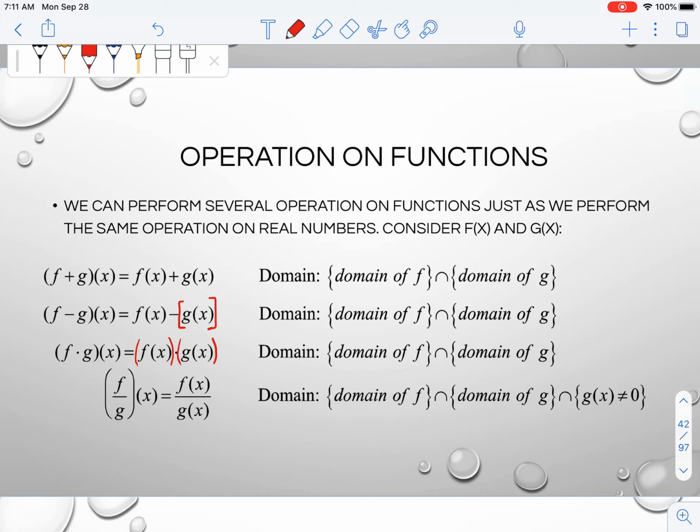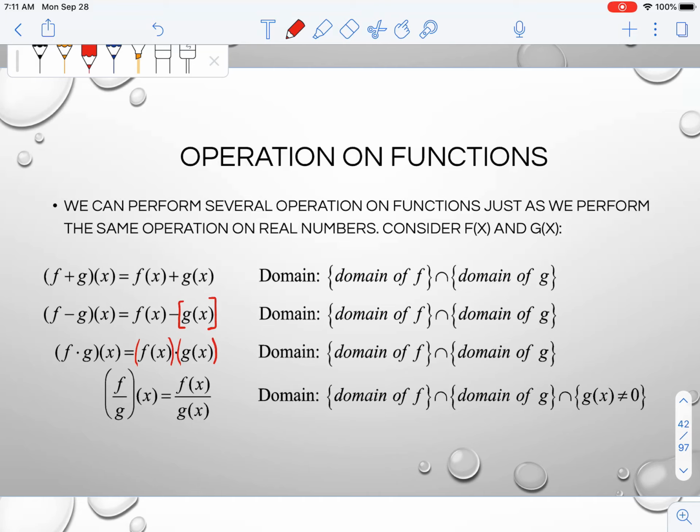All right? In each of the first three cases, the domain of the function operation is going to be the intersection of the individual domains f and g. Okay, so wherever those individual domains overlap. A value has to be in both domains to be in the domain of the operation's function.